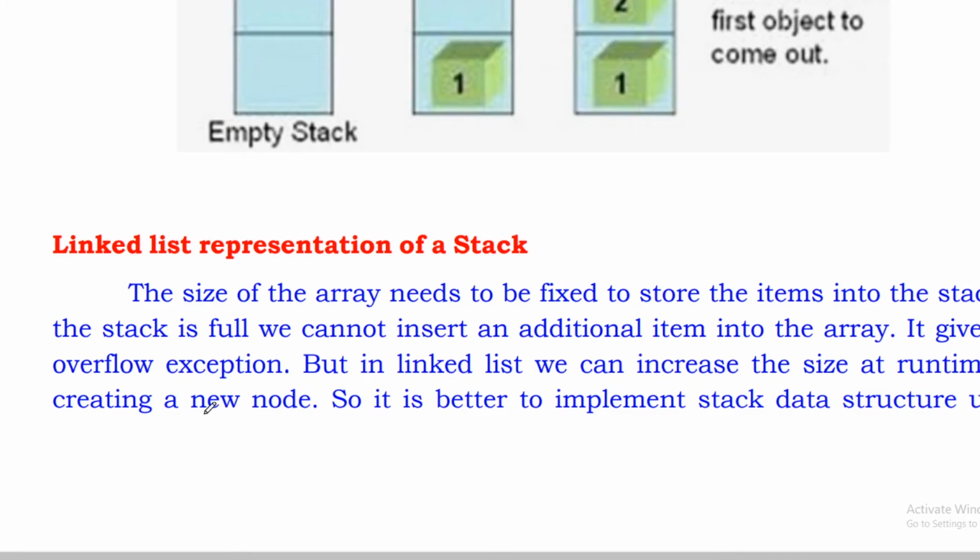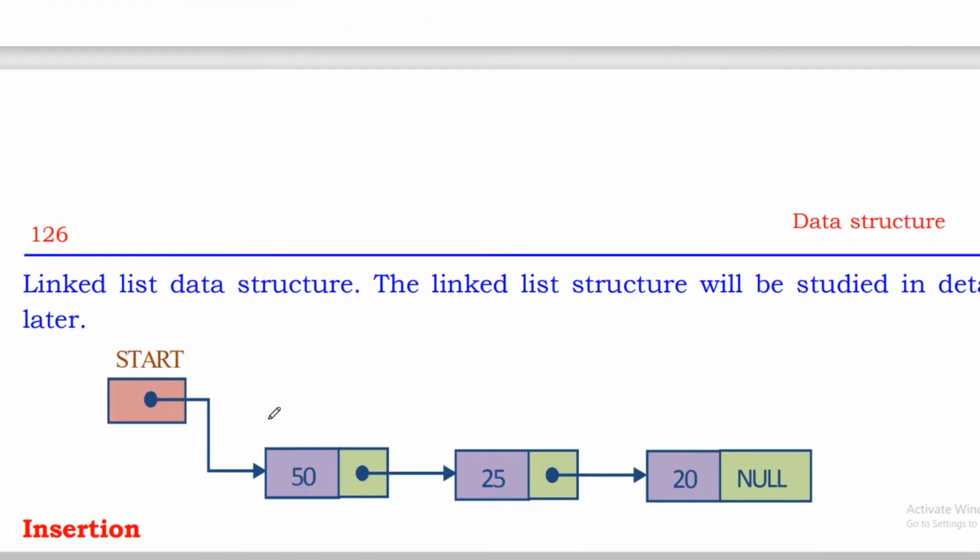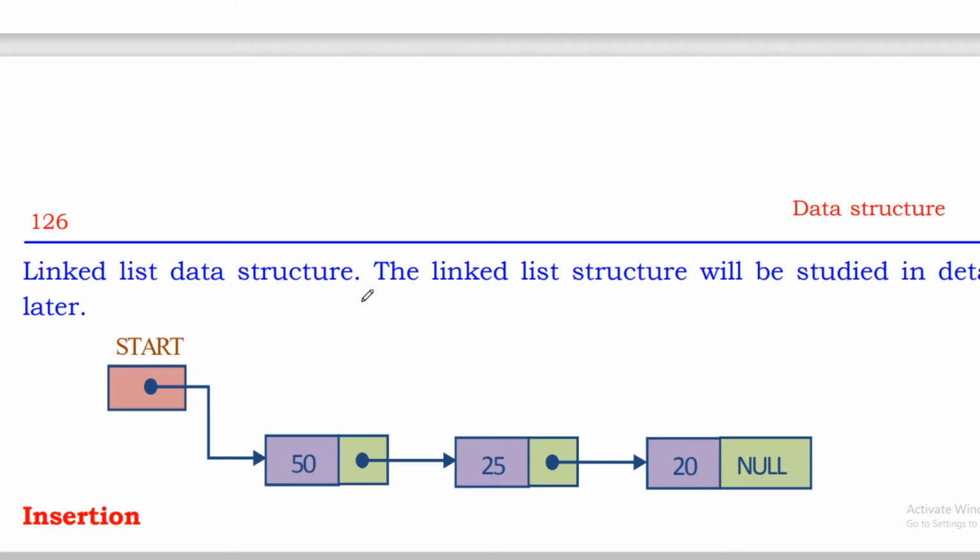So it gives an overflow, that's a drawback. But in a linked list, we can increase the size at runtime. That's dynamic memory allocation by creating a new node. So it's better to implement the stack data structure using a linked list. The linked list structure will be studied in detail.